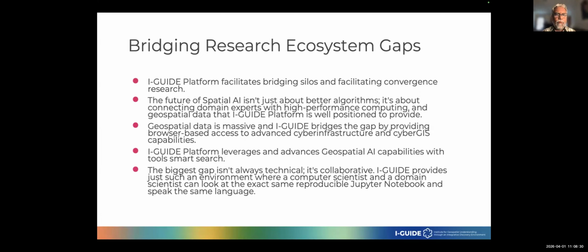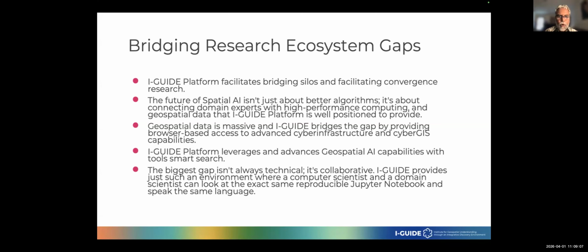Basically, it is bridging the research ecosystem gap. Many of these knowledge resources are in silos, so the platform serves as a bridge or connecting middle to close this gap and facilitate convergence research. The future in geospatial AI is not just about algorithms, but also about connecting domain experts and high performance computing, and the platform is positioned to do that.